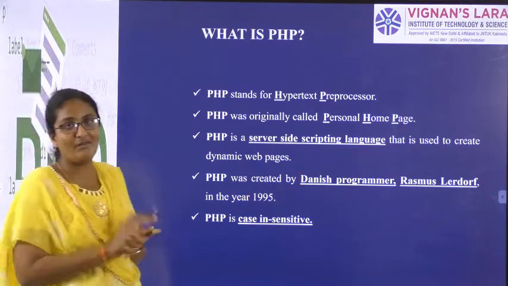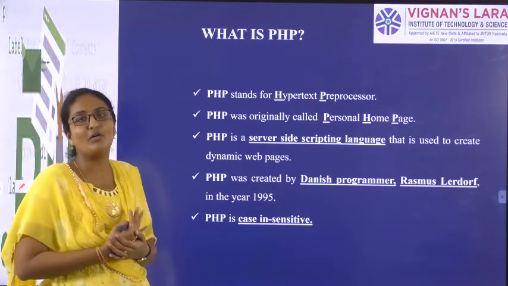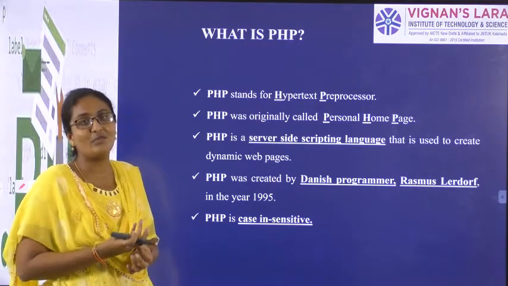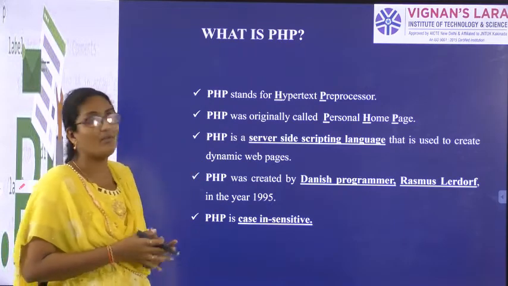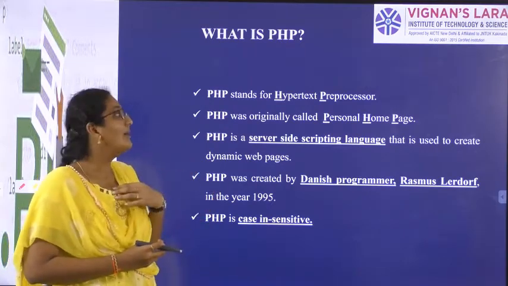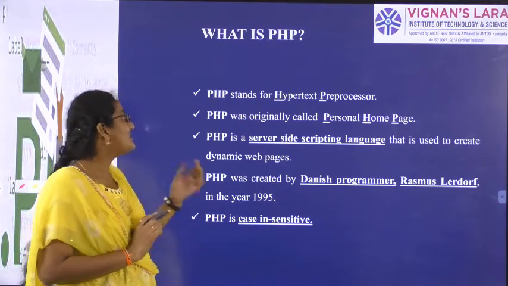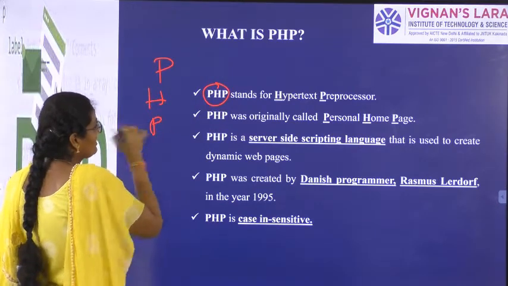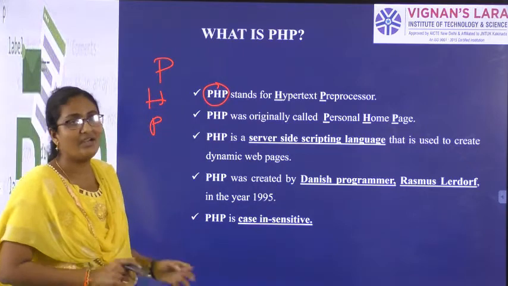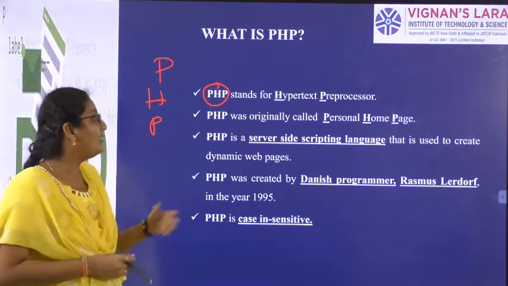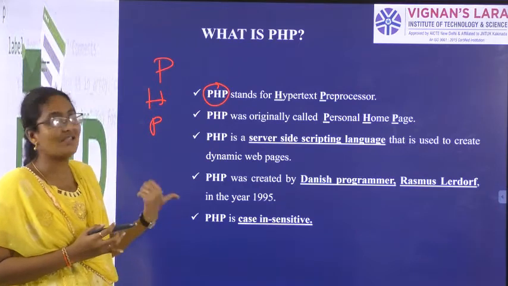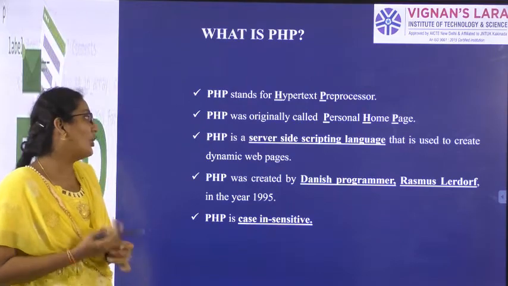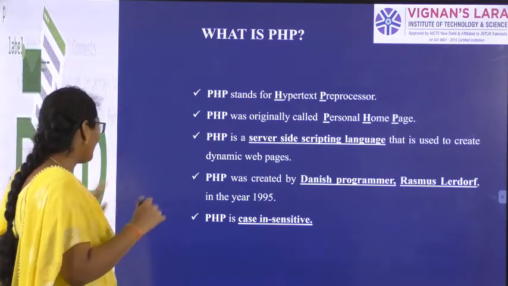So what we have discussed till now, web pages are of two types, static web pages and dynamic web pages. For creating static web pages, we are using HTML and CSS. For creating dynamic web pages, now we are learning about PHP. PHP is nothing but personal home page. What is the individual meaning of PHP? Hypertext preprocessor. It was created in 1995 by Danish programmer Rasmus Lerdorf, and it is case sensitive. Case sensitive in the sense we have the difference between uppercase letters and lowercase letters. And what is the important point here?